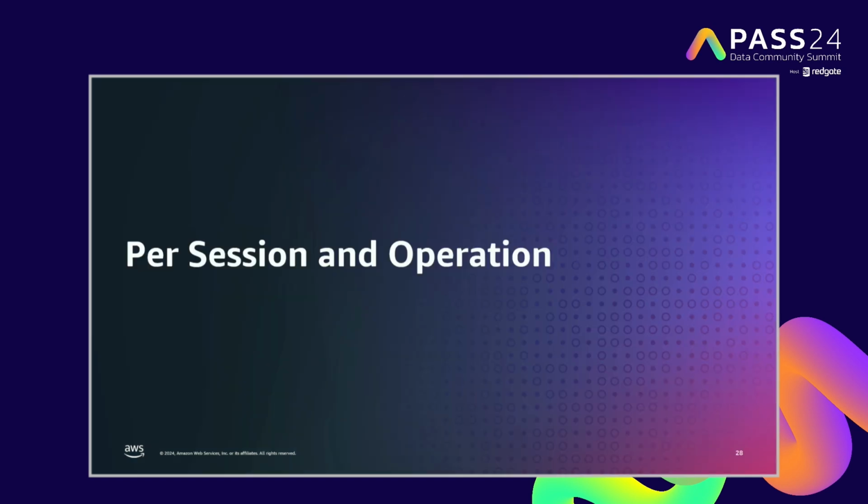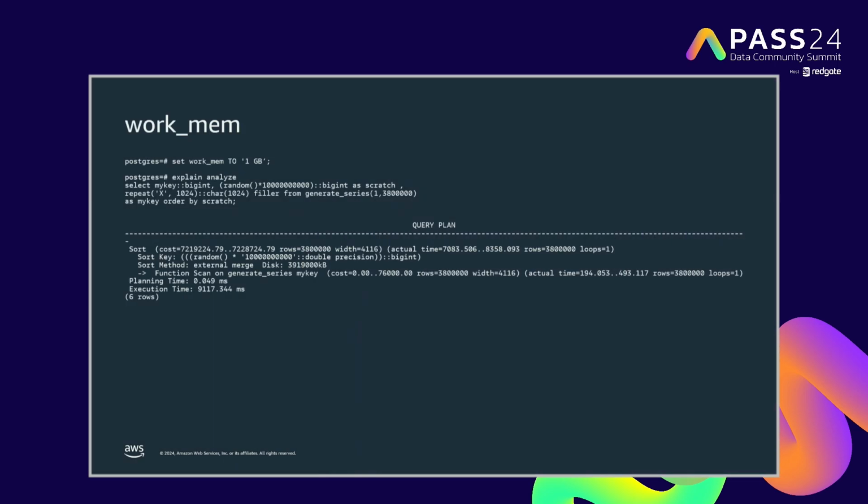And the next one, I think, is one of the most interesting ones that took me a while to understand when I came to Postgres, is that there's per session and operation memory allocators. So here I'm showing workmem. This is used for sorting, typically, hash joins, a bunch of other use cases.